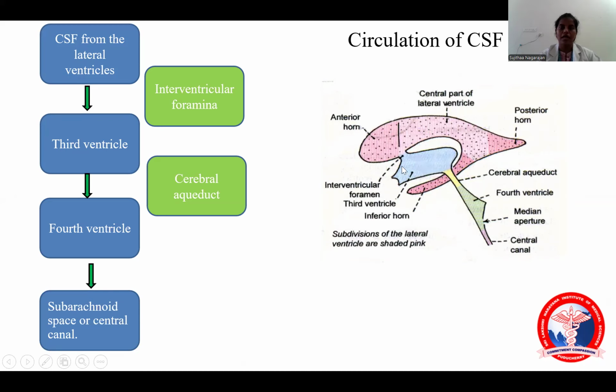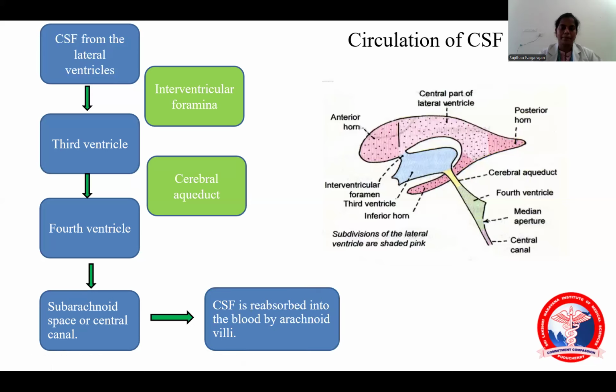From the third ventricle, it passes to the fourth ventricle through the cerebral aqueduct. From the fourth ventricle, it passes through the central canal as well as to the subarachnoid space via the foramen of Magendie and the foramina of Luschka. Finally, the CSF is reabsorbed into the blood by the arachnoid villi.